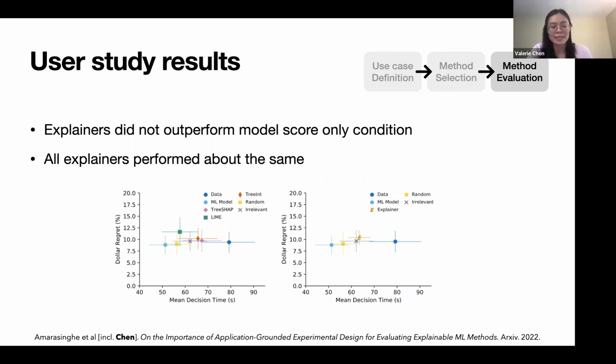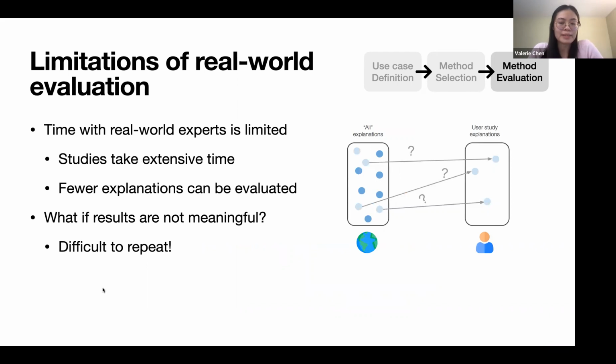So while this was a real world evaluation, it was a bit disappointing to find that none of the methods that we considered actually ended up helping the analysts do better on the task. This brings up a meta discussion on the limitations of real world evaluations, which is that these studies take a significant amount of time, especially when you're working with real world experts. They have normal day-to-day jobs and are not going to drop all of that just to participate in your study.